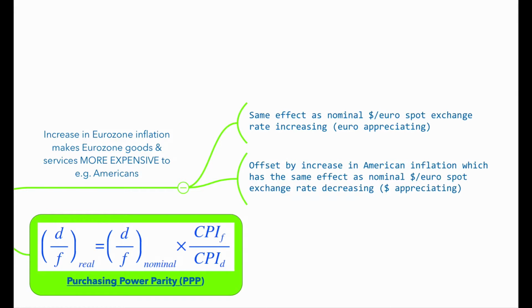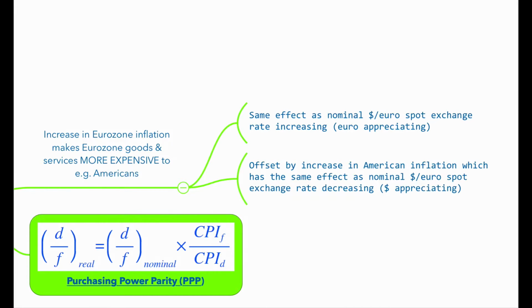This is the same effect as the nominal dollar-euro spot exchange rate increasing. Now this effect of European inflation is offset for that American consumer by an increase in domestic income, which has the same effect as the nominal dollar-euro spot exchange rate decreasing.